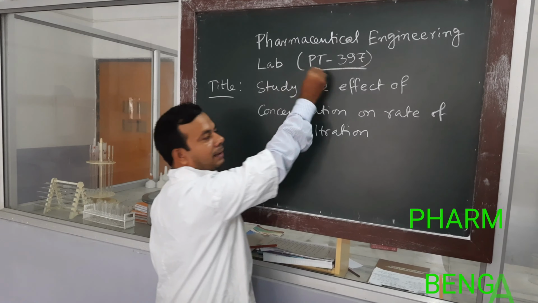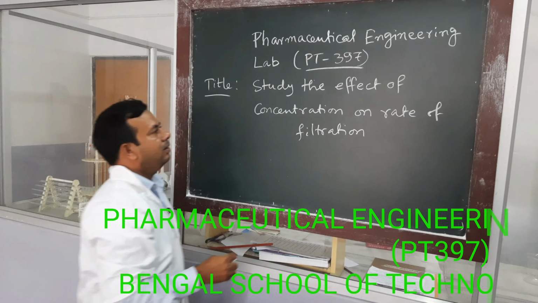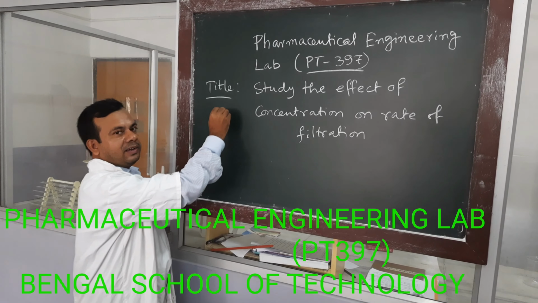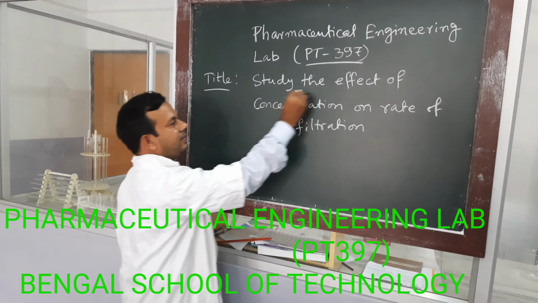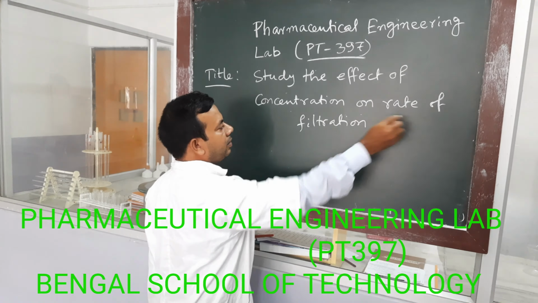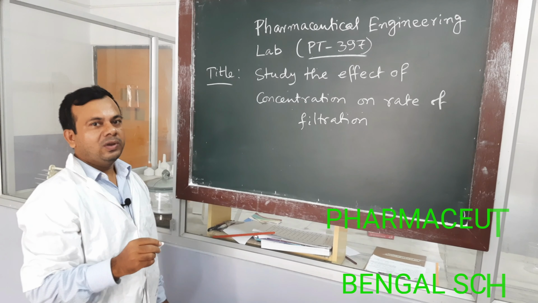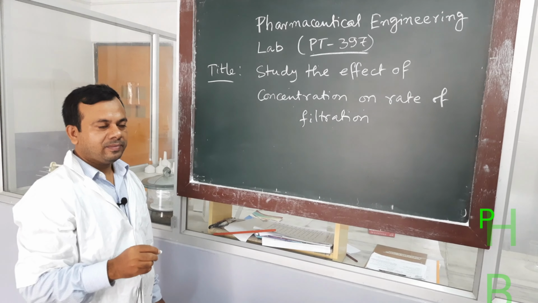Pharmaceutical Engineering Lab. The paper code is PT397. Now, the title of the experiment is Study the effect of concentration on rate of filtration. Now, first of all, we have to know what is filtration.